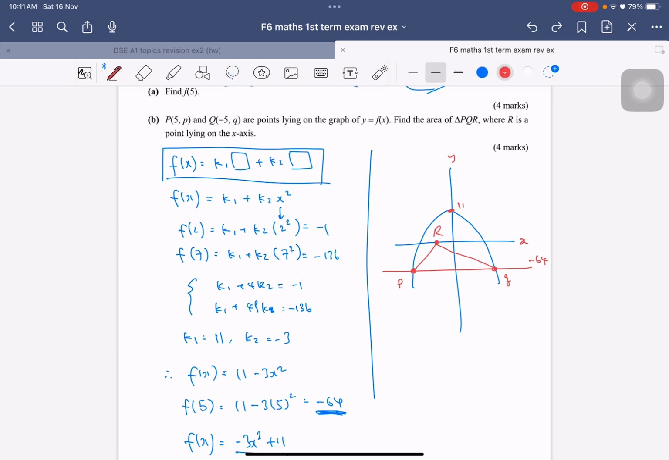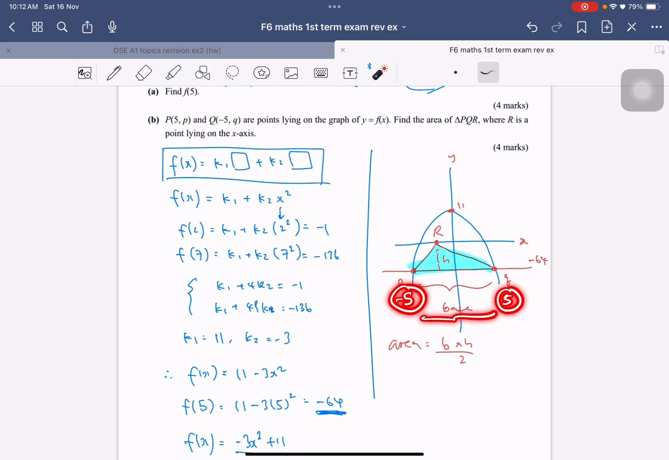So to find this triangle PQR, we just use the triangle formula you learned in primary school, base times height. This is your base, and this is your height. So the area should be equal to base times height divided by 2. But think about the length of this PQ. For P, it's -5. For Q, it's 5. So the distance between them is 10. So this is 10 times the height. The height is just the y value, isn't it? It's -64, but the length is going to be a positive value, so you just take 64. So 10 times 64 divided by 2, giving you the answer 320.